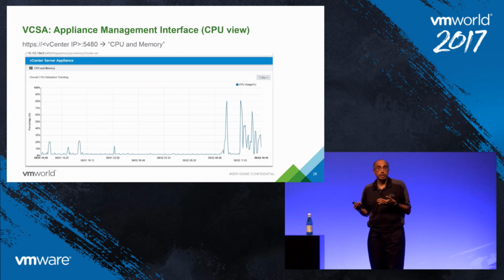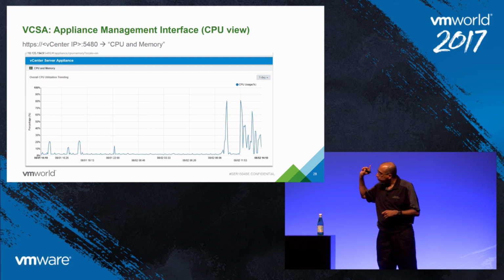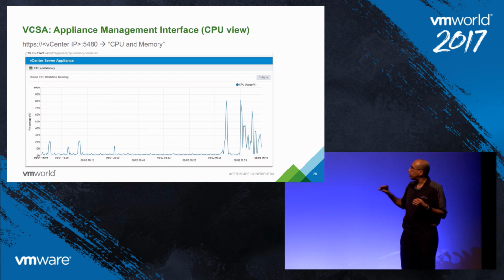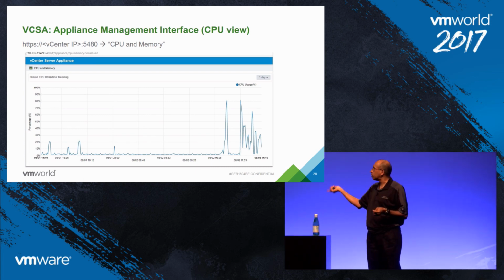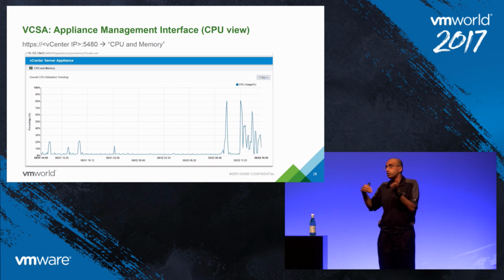Now, in order to monitor these things, in 6.5, you might have seen this in an earlier session, we now have an appliance management interface. It's port 5480. It can show both CPU and memory. I have only shown you the CPU chart here just to make the slide cleaner. But as you can see, for the most part, the CPU is pretty low and there's an occasional spike at the end. You're looking for something like this if things are starting to go wrong.